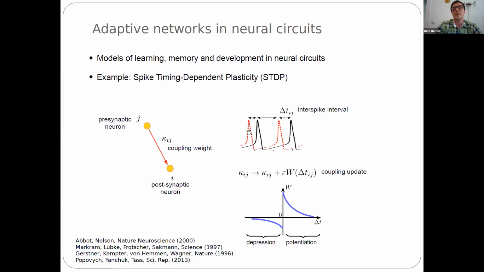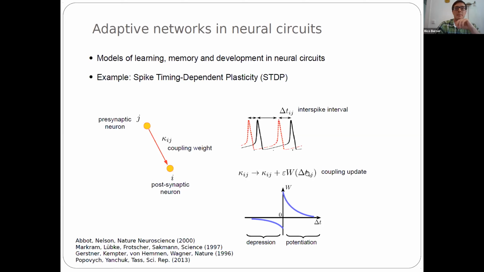And then you have certain but different spiking events for the different neurons. So here we have two different neurons, one given by a dashed line and one by a solid line. If you look at the spiking events, usually they are not at the same time, so there is a time interval between them. It has been shown or measured that according to this timing difference, the coupling weight can change. And this can be modeled by a simple rule, so the coupling weight gets updated according to a rule.